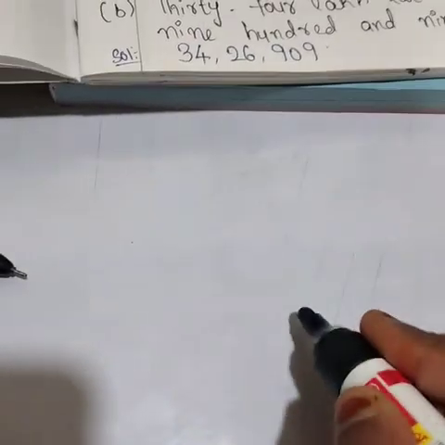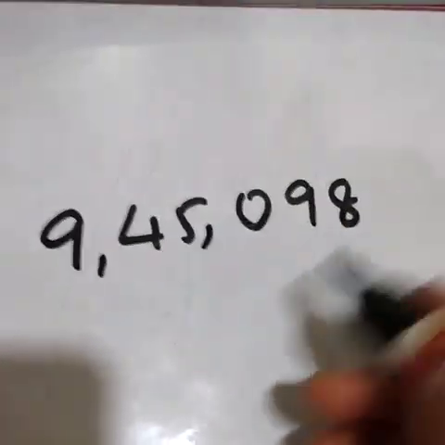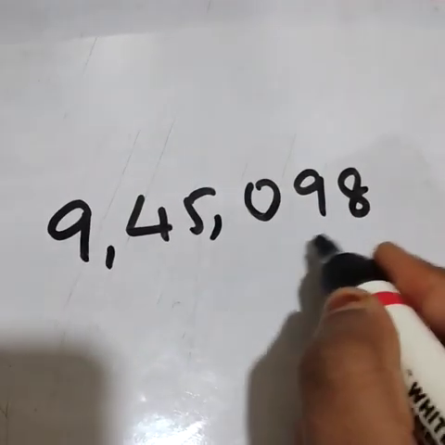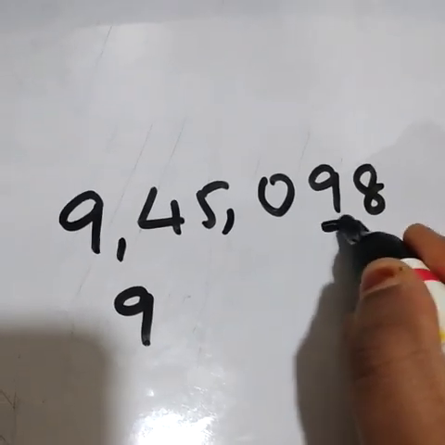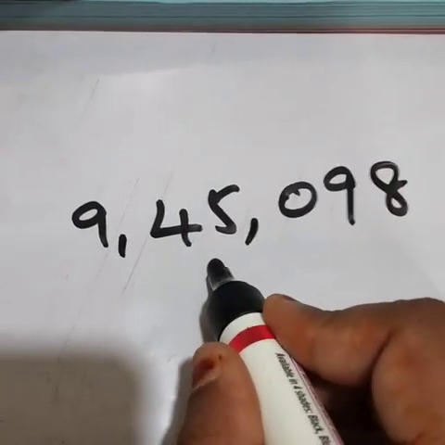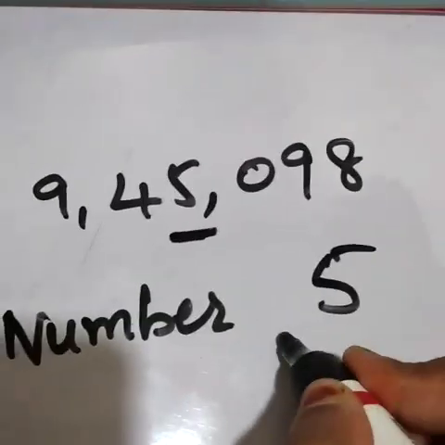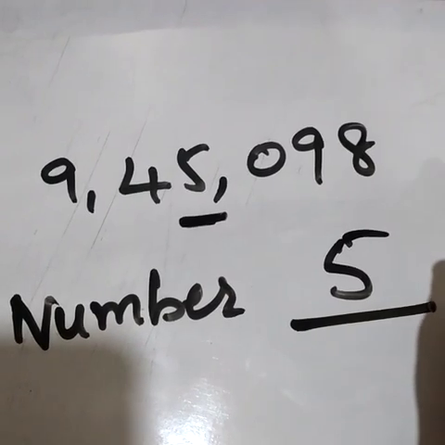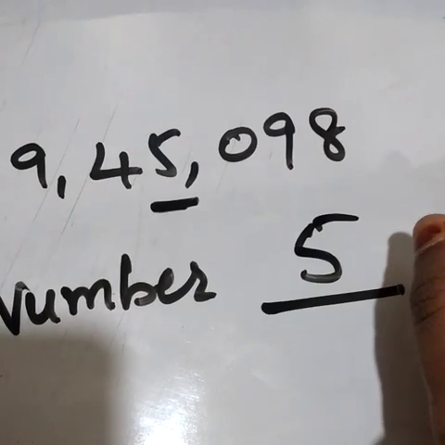Suppose in the exam I have given like this, 9,45,098. I will select one number. Suppose I have selected 9. Here on two sides also 9 is there, so you will be confused. Wait. Suppose I have selected the number 5. I will ask you the question: find the place value of the number 5.